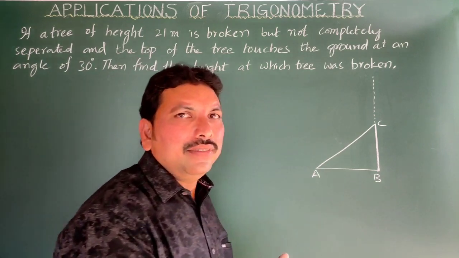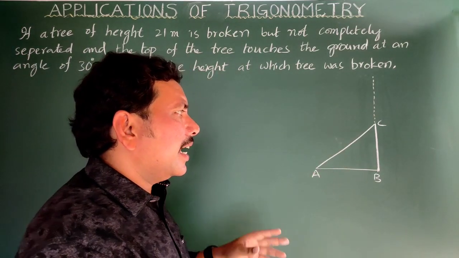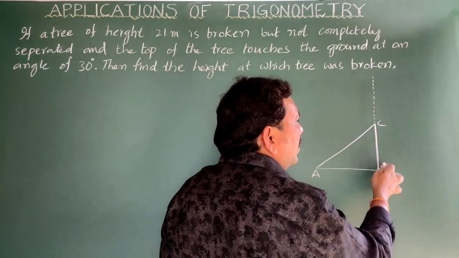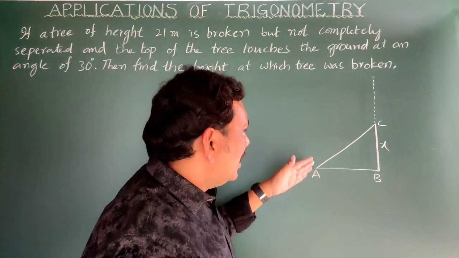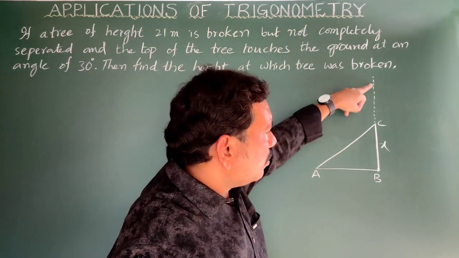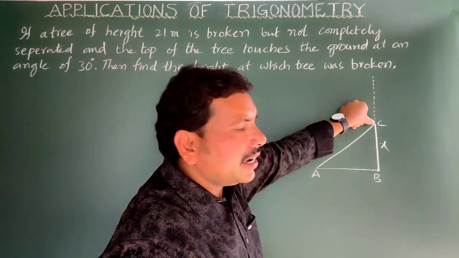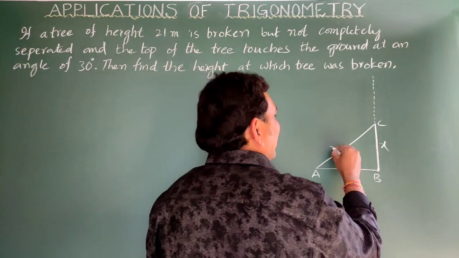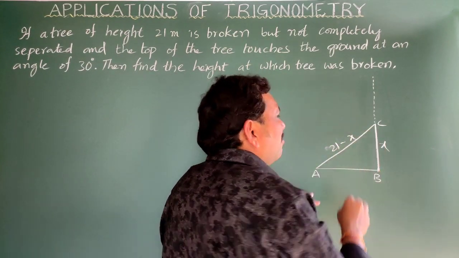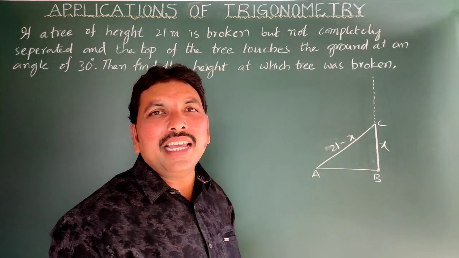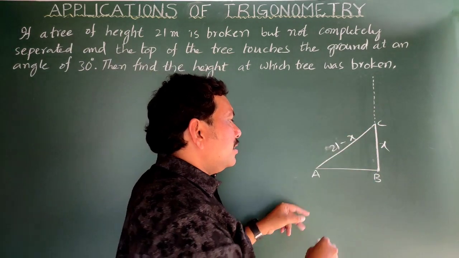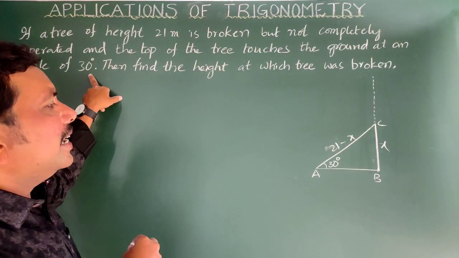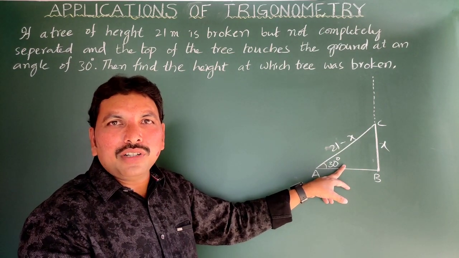Suppose triangle ABC is taken. The total height is 21. Let us take BC is equal to X. Then how much is AC? Totally up to here is 21. It has broken here. Then AC will be 21 minus X. Why? Because we have taken BC as X. Next, it is making an angle of 30 degrees on the ground. Have you understood the figure?